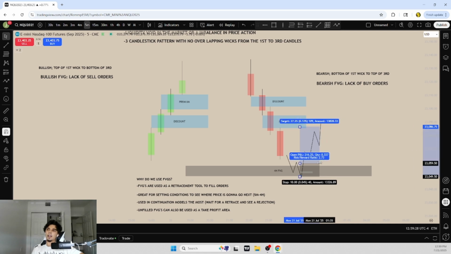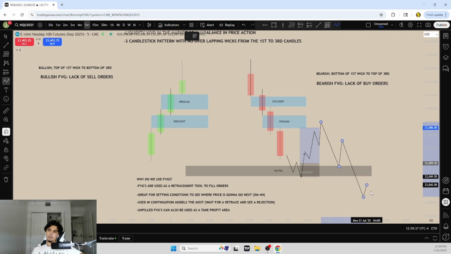And retrace into that. And that can be our take profit point, right? Now, we don't care what price does after it, because what if it just wanted to retrace into these and then continue lower, right? Something like this. Doesn't matter. We're already out the trade, right? Our take profit already hit.